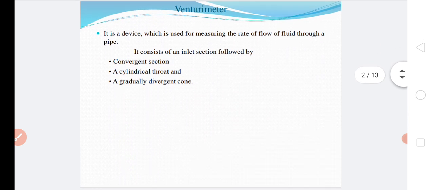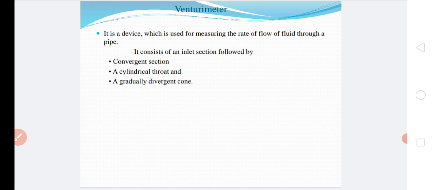At first, I am going to discuss the venturimeter. What is a venturimeter? What is the purpose of this venturimeter? All these questions I am going to clear in this session. It is a device which is used for measuring the discharge or rate of flow of fluid through a pipe.